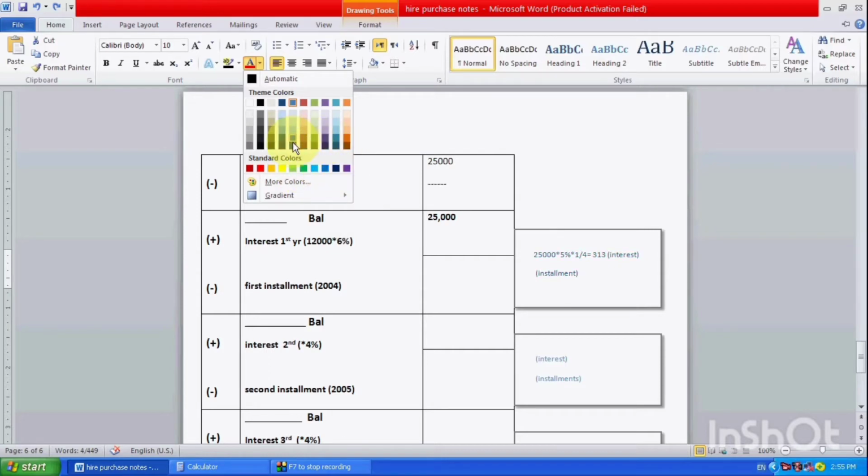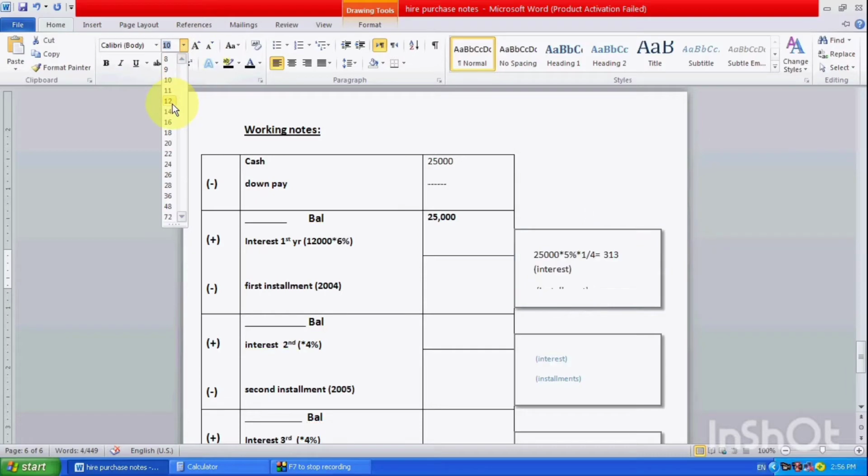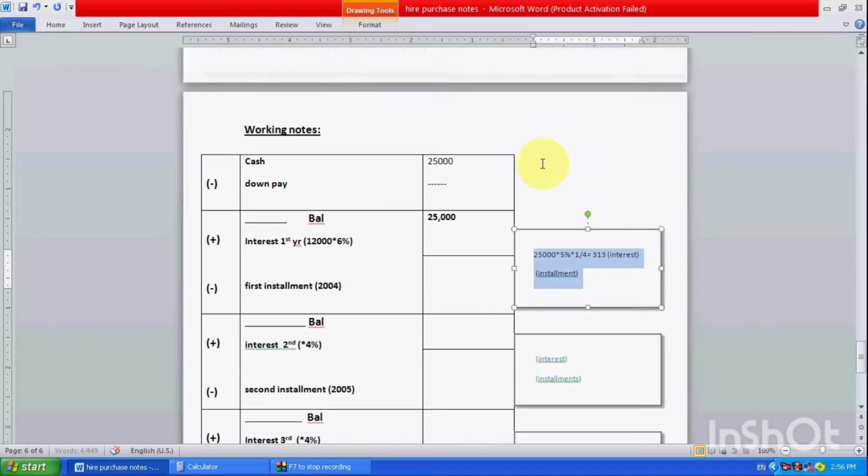Okay, so we don't have any down payment, 25,000. The remaining amount is the balance. From that we have to add the first quarter interest. Okay, we have to add the first quarter interest here.